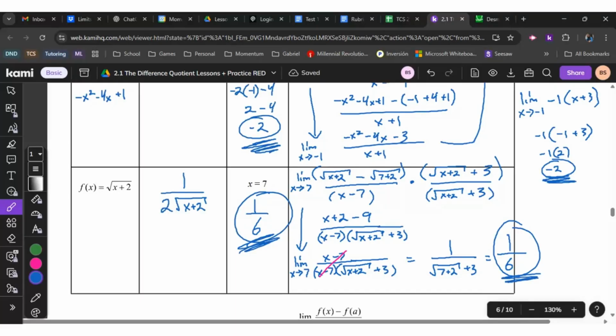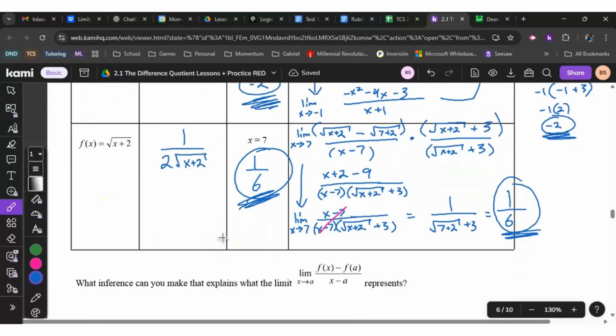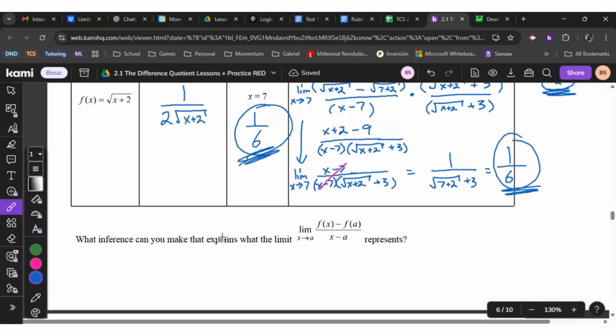I'm going to show you. This is a much less useful, in my opinion, because it's usually less efficient, way to find the derivative. So what inference is this? Well, we just saw that it was equal to the derivative at the point. So this is literally the slope of the tangent line of f of x at x equals a. So it's a specific derivative at a.